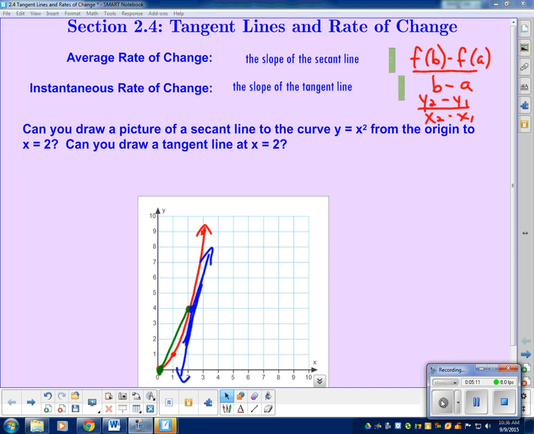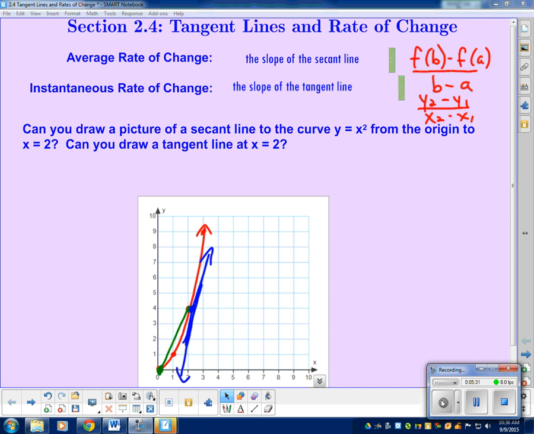you guys see the difference between average and instantaneous rate of change geometrically? Okay, and then algebraically, to do instantaneous rate of change, we're going to need to add in limits. But algebraically, average rate of change, here it is. It's just your old slope formula from Algebra 1.